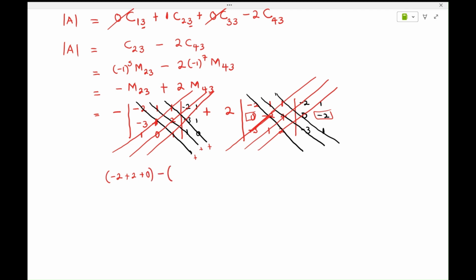Then minus, then this minor diagonal. This is 1 times 1 times 1. So this should be 1. Then 0 times 2 times minus 2 is 0. Then we have 1 times minus 3 times 1. So this is minus 3. All right. So remember, all of this, we have to multiply it with this negative. It's outside here.